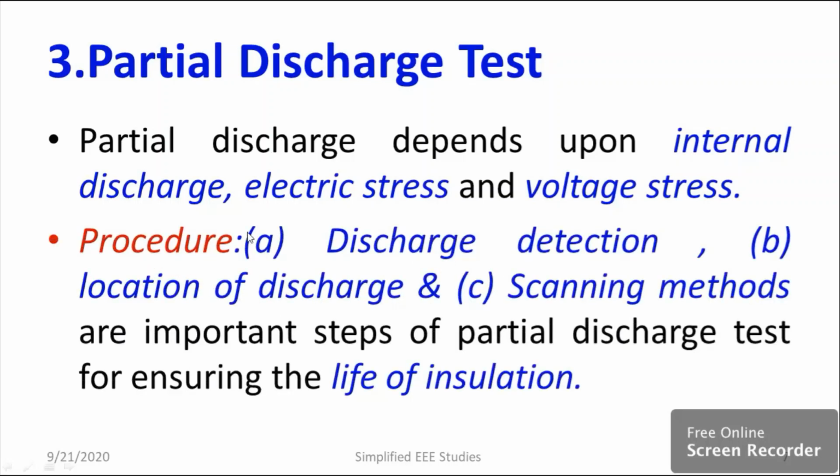The procedures are: number 1, discharge detection method; number 2, location of discharge; number 3, scanning methods. These are the major steps regarding partial discharge. Partial discharge has to be tested based on the following methods. You need to understand how to conduct the discharge detection method, how to predict the location of discharge, and finally how to conduct scanning methods. Let us have a brief discussion. First and foremost, let me move on to the partial discharge test, starting with the discharge detection method.